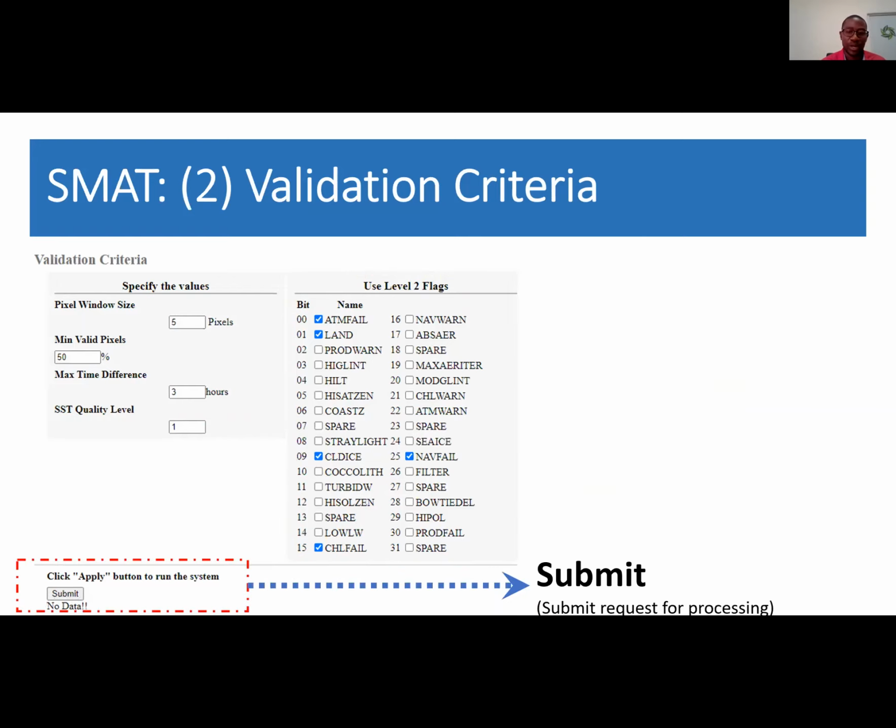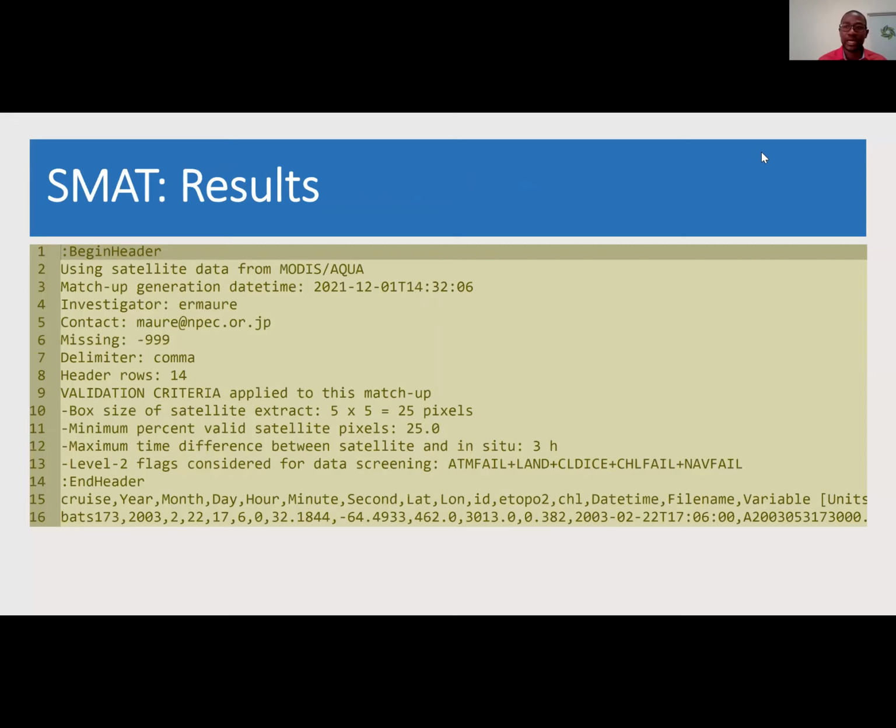And then once you do all this selection, you hit submit. If you hit submit, this will show the progress here. It will indicate that the process is running. And at that point, you just need to be doing other things and wait for the results to be sent. And once it's finished, you will get a text file that looks like this.